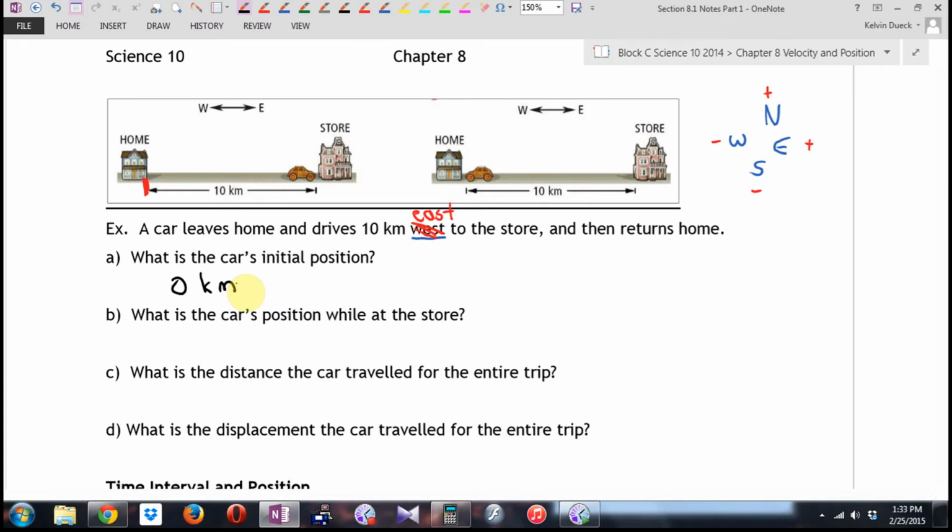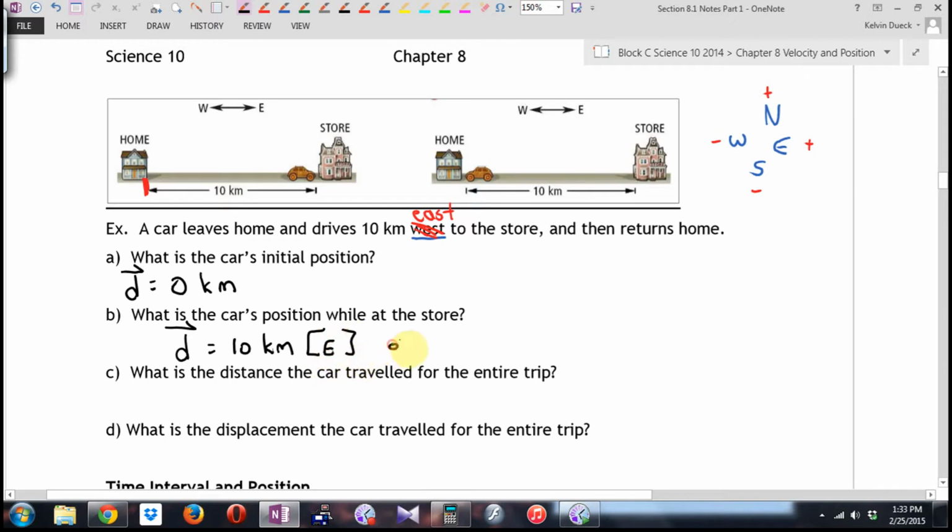What's its final position? Oh, you know what? Let's use the correct variable. We can use d equals or x equals. What's its position while at the store? Someone said it, you're right. Now, west or east, you could either write it this way, 10 kilometers, and then a square bracket with the letter E. Or, what's another way to show east? Positive 10.